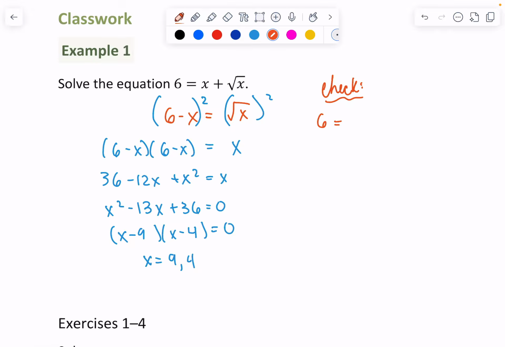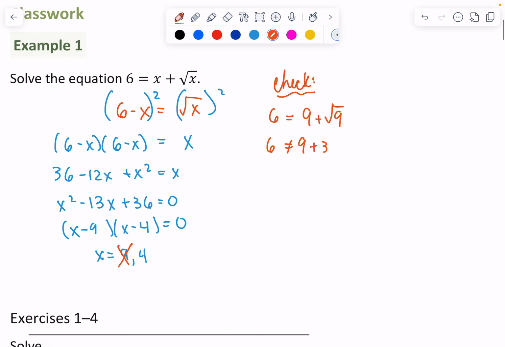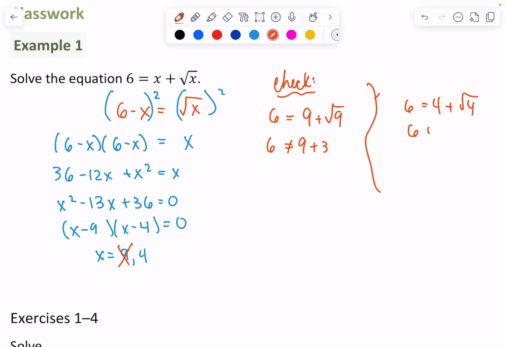So 6 plus 9, 6, does that equal 9 plus the square root of 9? No, because 6 does not equal 9 plus 3. So that's definitely not a solution. For the other one, does 6 equal 4 plus the square root of 4? Yes, because 6 equals 4 plus 2. So that works. So the only solution here is 4.